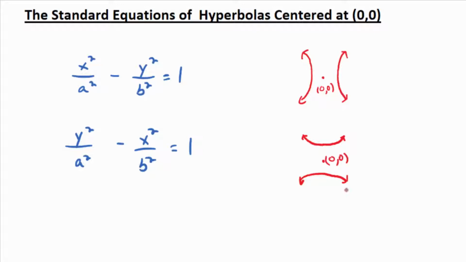Okay, so is this easy enough to remember? If the x squared is positive, it opens horizontally. What does x control? Horizontal positions, right? So it opens left and right if the x squared term is positive. It opens up and down if the y squared term is positive. Y controls the vertical, right?